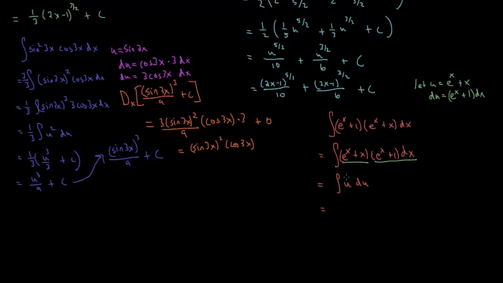What's the solution? Well, that's super easy. It's u to the first power. How do you find the antiderivative of a variable to the first power? Well, it's u squared over 2 plus c.